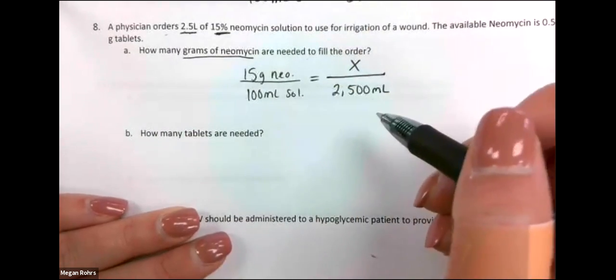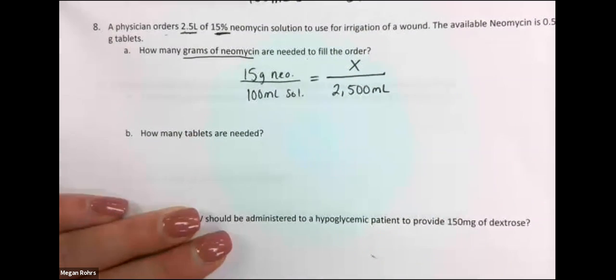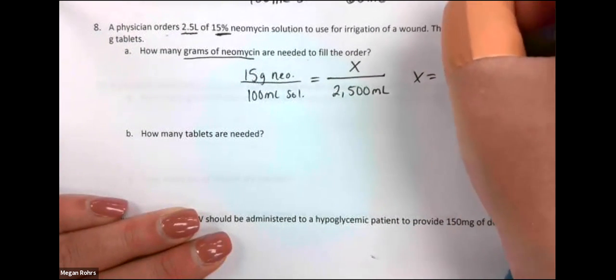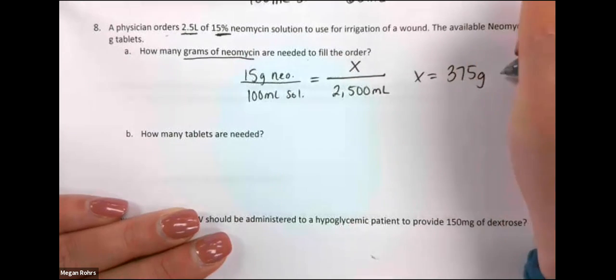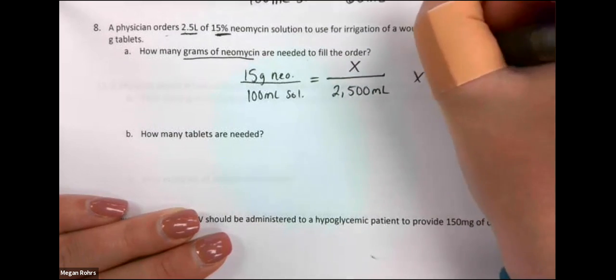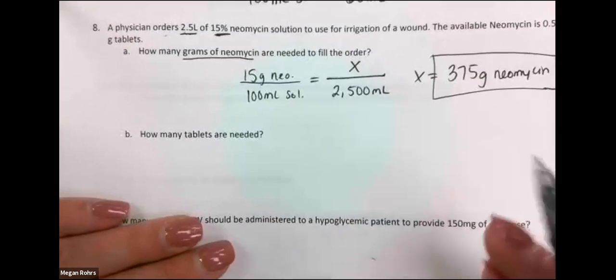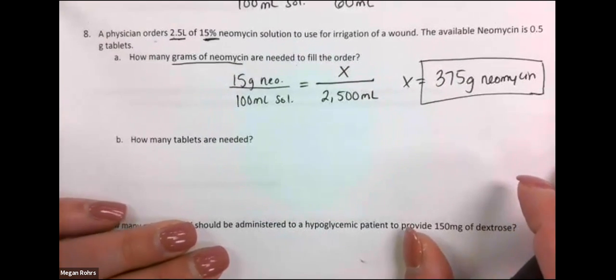Then we can solve for x. So 2,500 times 15, and then we're going to take that divided by 100. So x gives us 375 grams of neomycin. A lot. We need a lot of neomycin here.